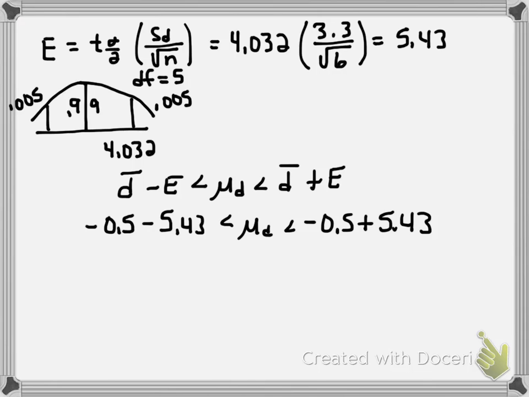Keep in mind we want to round the final answer to 1 decimal place beyond the original data. So we want to round to 1 decimal place. We should end up with negative 5.9 is less than the mean of the differences is less than 4.9.